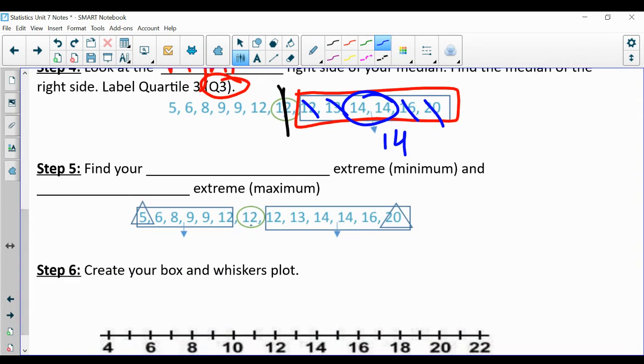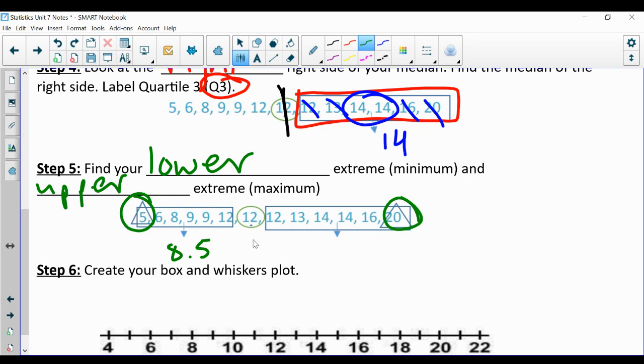The last thing you're going to find is your lower extreme and your upper extreme. So we're going to find the min and the max. Well, that should be really easy if you've already ordered your numbers from least to greatest. Your greatest number would be the last one. Your lowest number would be the first one. So 5 and 20 are our lower extreme and our upper extreme. And I'm just going to fill in what we already know, that my quartile 1 is 8.5. 12 is my median. And then 14 is my quartile 3. Okay, so this is what we call our 5-number summary.